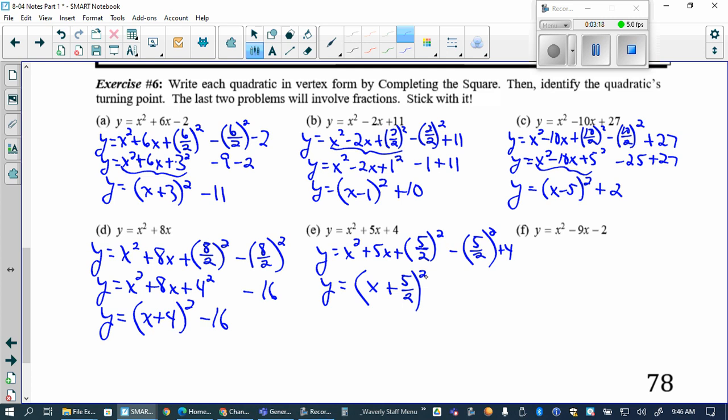All right. What is 5 halves squared, guys? All together now. What's 5 halves squared? Okay. What's 5 squared? Why are you not answering? What's 2 squared? So what's 5 over 2 squared? 25 over 4. Not sure what the holdup there is.